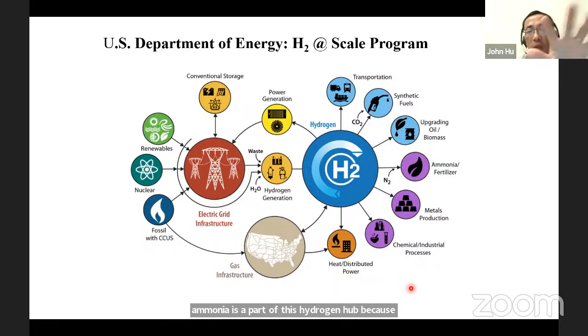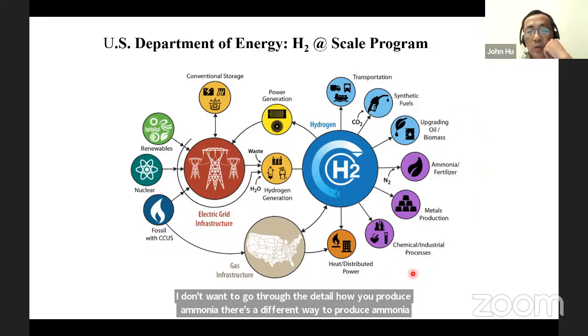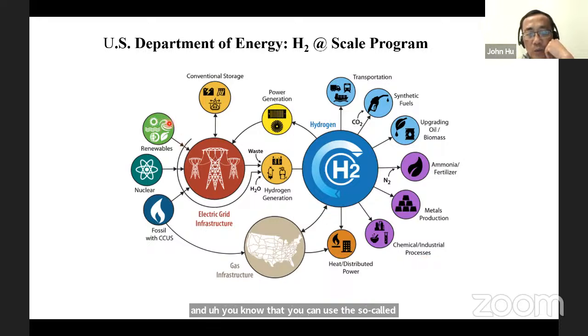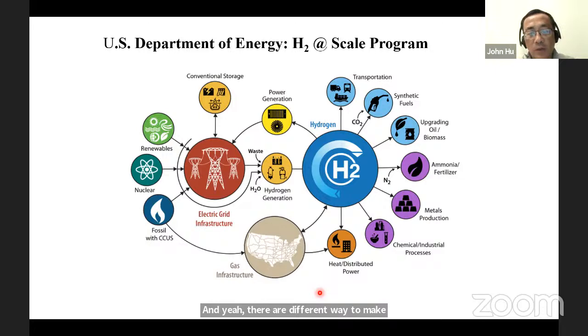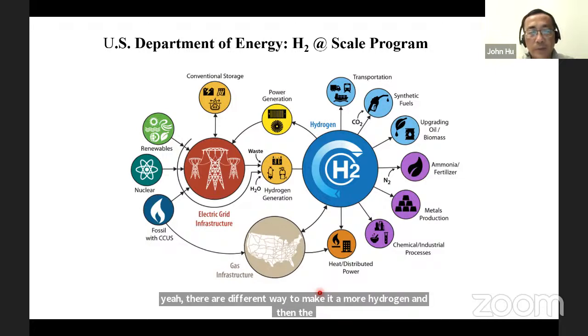I don't want to go through the detail of how you produce ammonia. There are different ways to produce it, using different power: renewable, that's green, and then nuclear, and also fossil. There are different ways to make the hydrogen, which will then turn into ammonia. Okay.